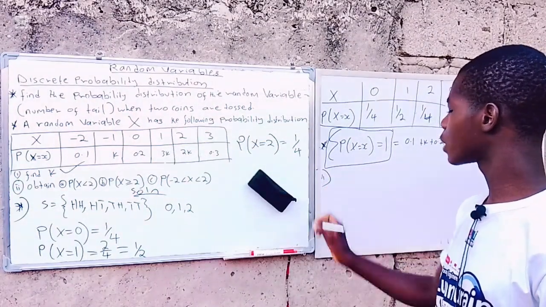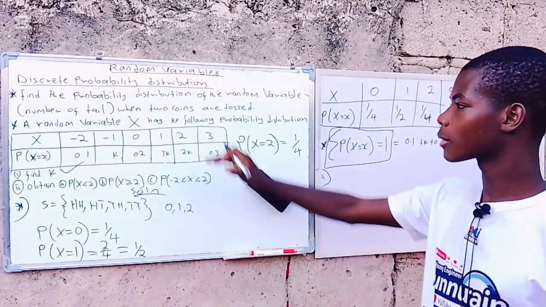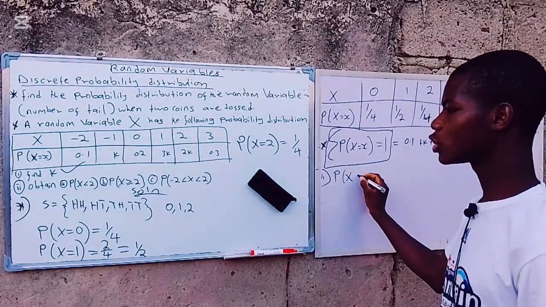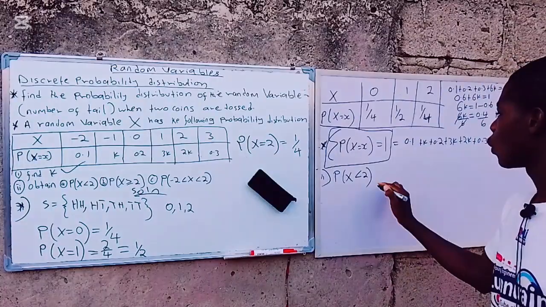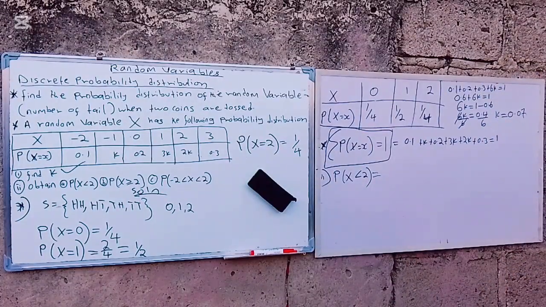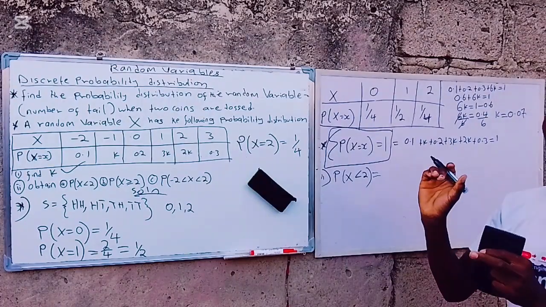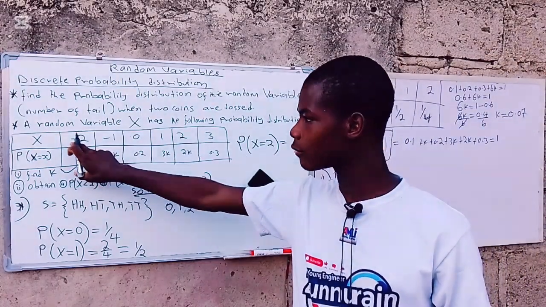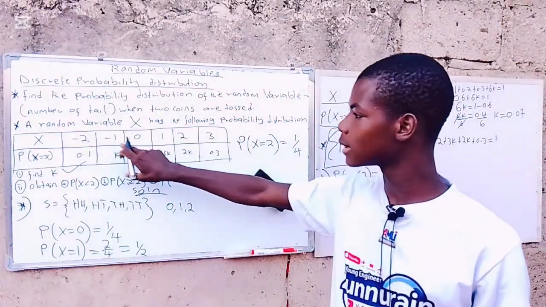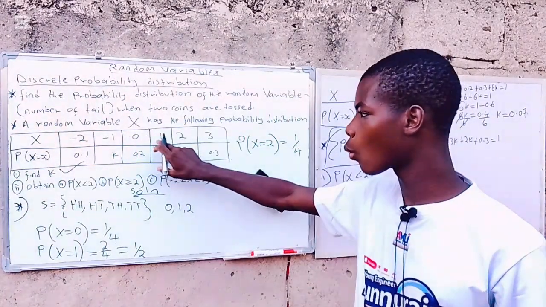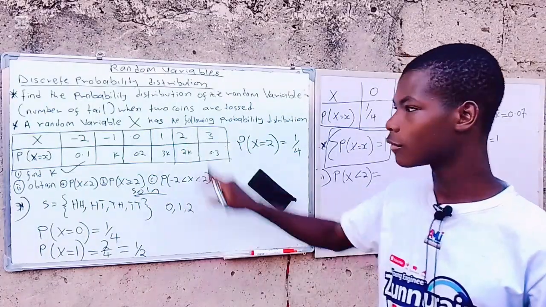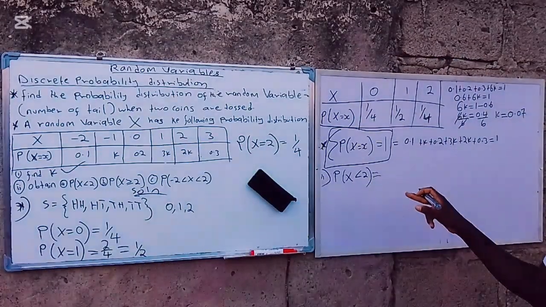So let me say I have the second question. From the second part, it says obtain the probability of x which is less than 2. We are talking about a number which is less than 2. So I have to start with -2, -1, 0, 1, because less than 2, I cannot put the value of 2.